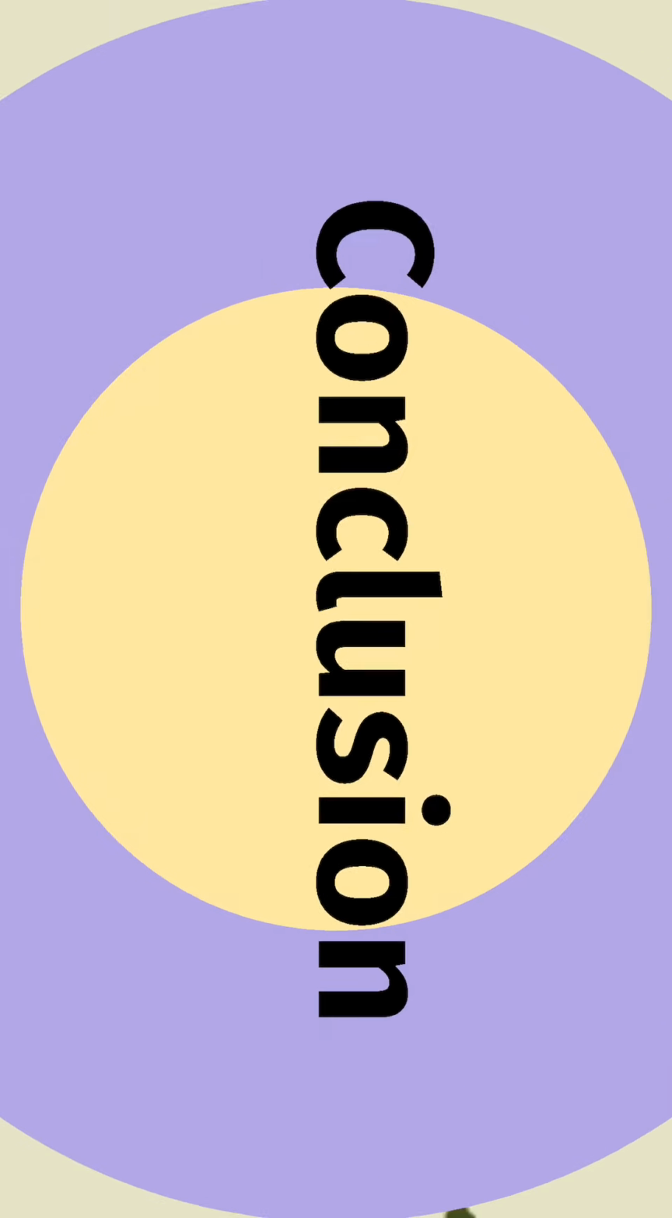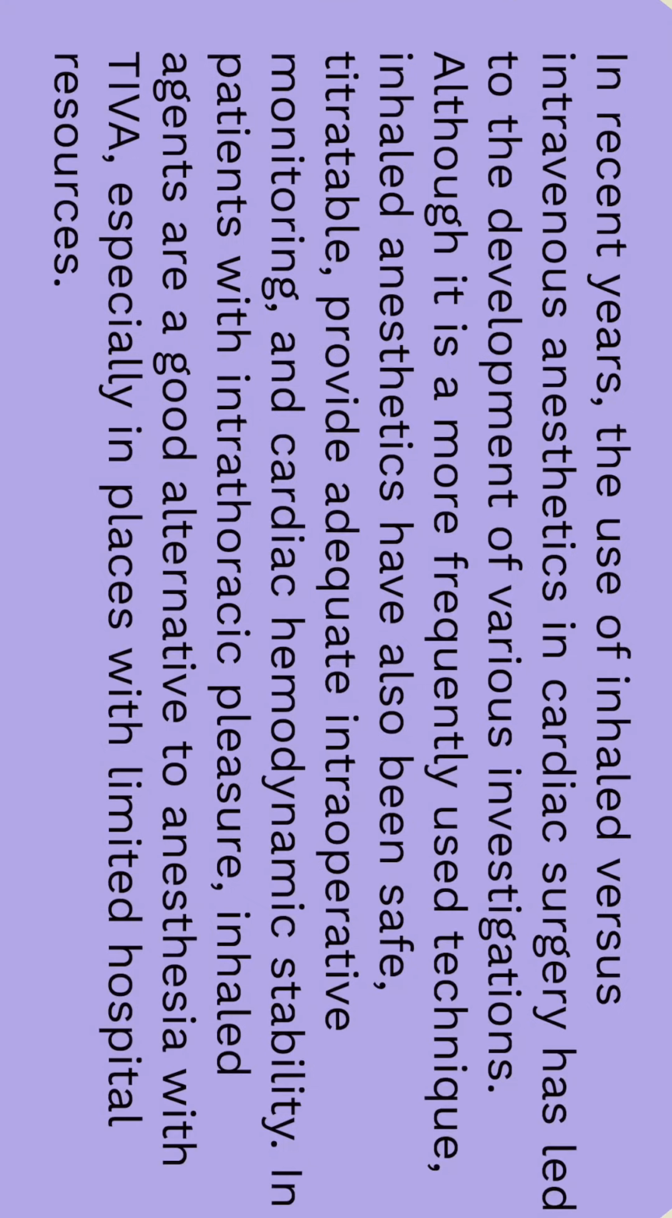In conclusion, in recent years, the use of inhaled versus intravenous anesthetic in cardiac surgery has led to the development of various investigations, although it is the more frequently used technique. Inhaled anesthetics have also been safe, treatable, and prove adequate for intraoperative monitoring and cardiac hemodynamic stability. In patients with altered intrathoracic pressure, inhaled agents are a good alternative to anesthesia with TIVA, especially in places with limited hospital resources.